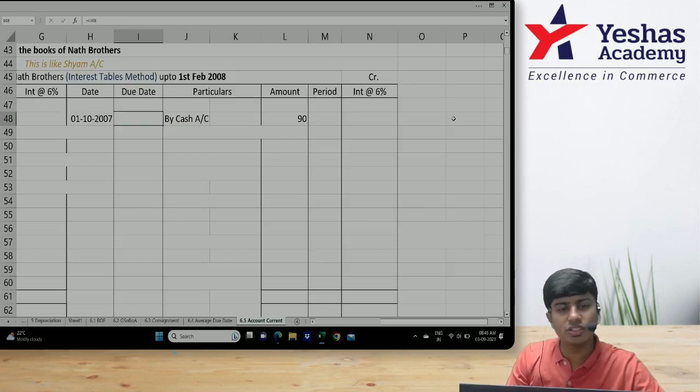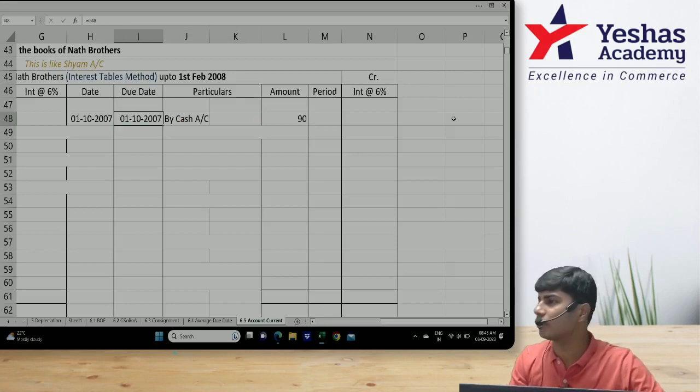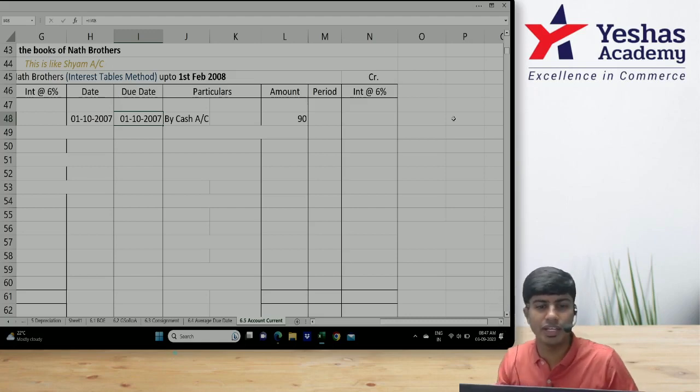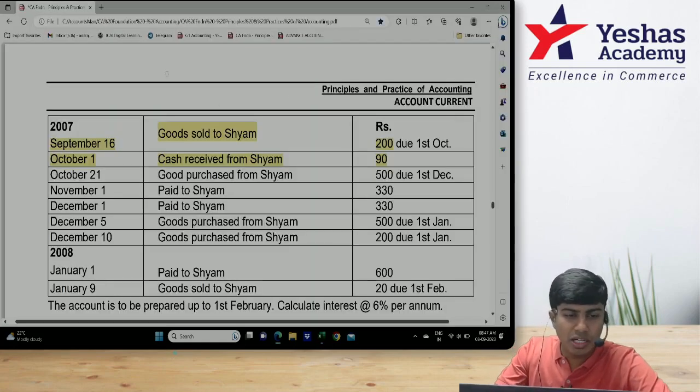There is no due date. So due date and date of transaction both are 1st of October. Are you getting it? Unless they give a separate date, due date and date are the same. The same date the transaction is due for settlement. Unless they mention a separate date as due date, the date of transaction itself is the due date. Got it? Very good.